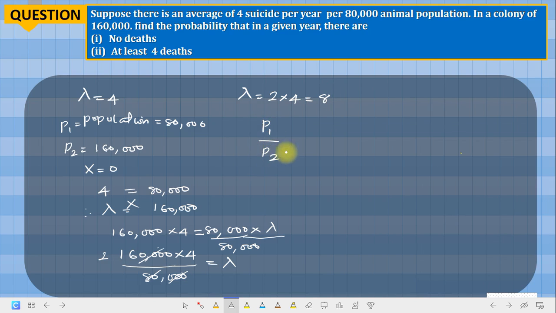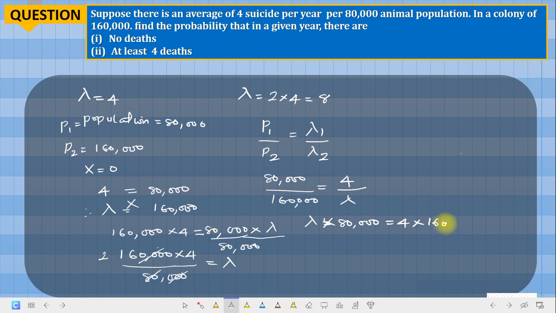We can also use this formula: P1 over P2 is equal to lambda 1 over lambda 2. Our P1 is the first population, which is 80,000. Our P2 is 160 thousand. This is equal to lambda 1, the first lambda, which is 4, over the second lambda, which is unknown. At this point we can cross multiply, and this will be lambda times 80,000 is equal to 4 times 160,000. Dividing both sides by 80,000, our lambda will be equal to, when this cancels this, gives us 2. 4 times 2 will give us 8. So whichever approach you want to use, you can still get your lambda.